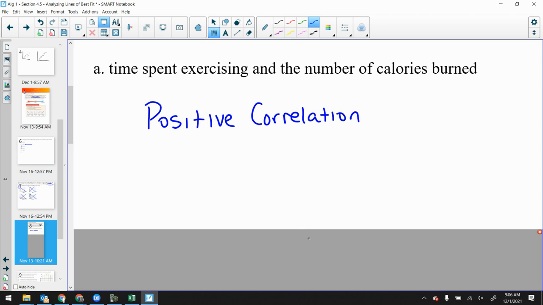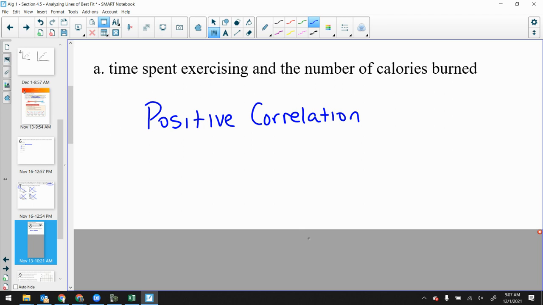Now we have to be careful here. Let's analyze the situation. We have to see, is this truly causation? Because if it's correlation, you have to check causation. Does one thing cause the other thing to happen? No. I would say yes.